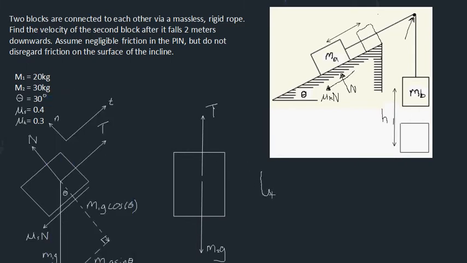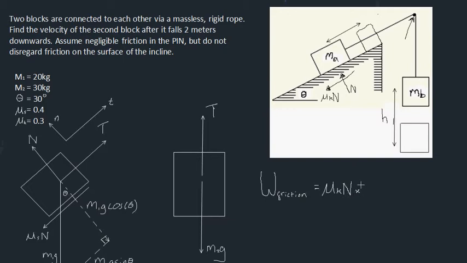Well, we've got the work done by friction. What is the work done by friction? Well, it'll be the magnitude of our force due to friction multiplied by the distance the block has moved in the direction of our force. So it's going to be the magnitude of our force, mu k N, times the displacement our block has moved in the direction of our force.